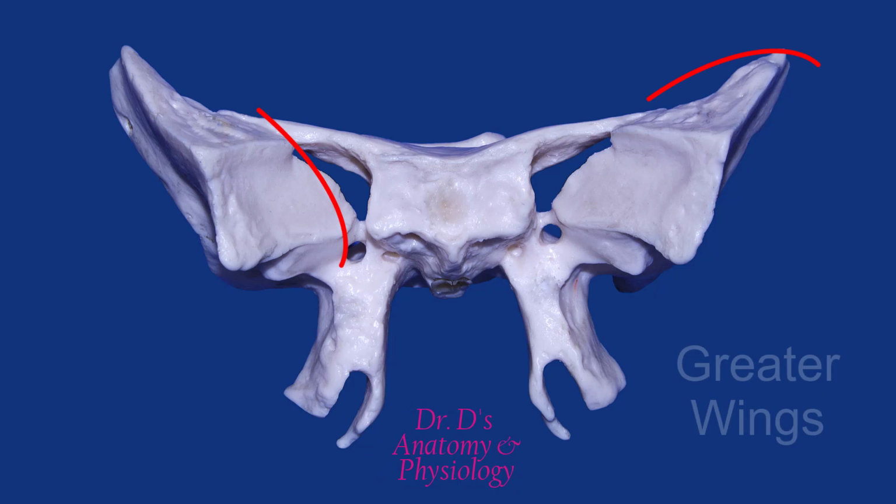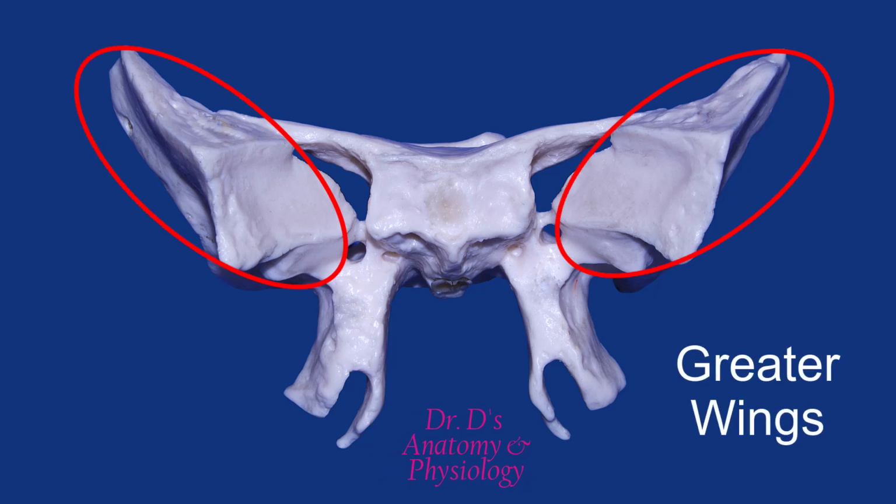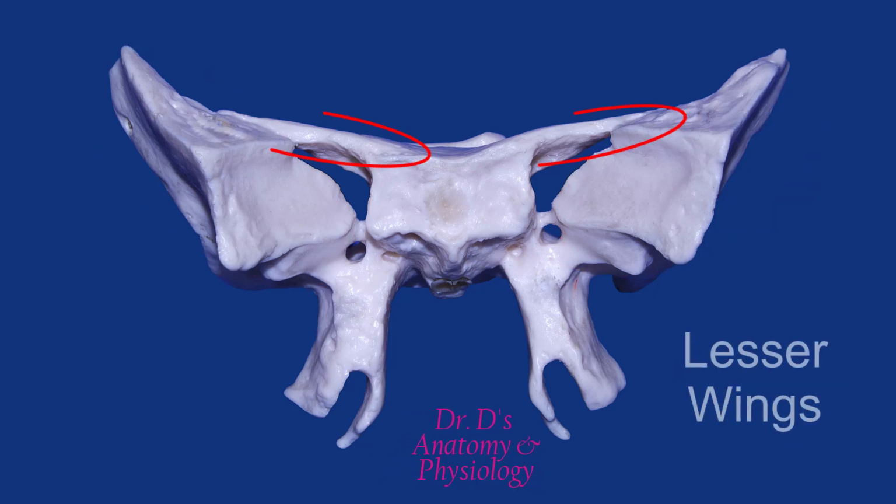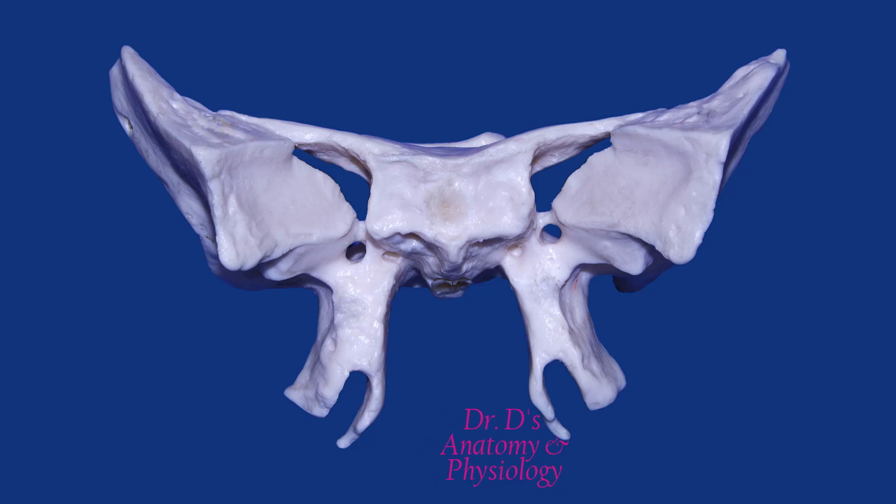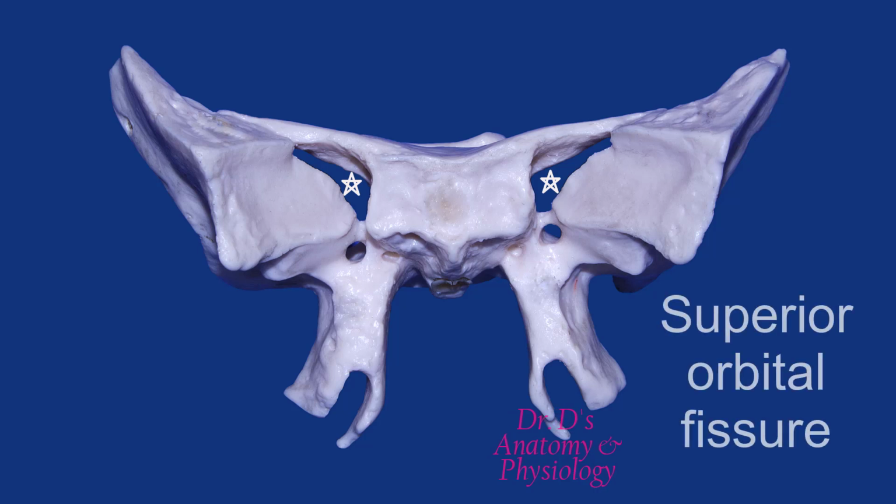And here we have the greater wings. And here are the lesser wings. And we should note that the greater wings will contribute to the wall of the orbit. And in between the lesser wings and the greater wings, we have a feature which is referred to as the superior orbital fissure.